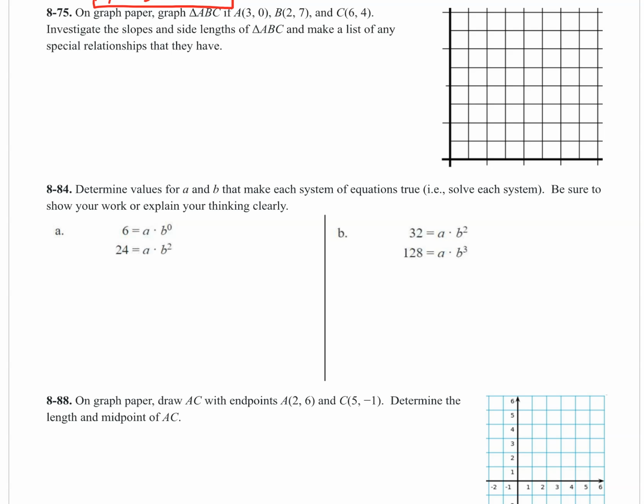On graph paper, graph triangle ABC if A is 3, 0. So this is X, this is Y. And that's A. B is 2, 7. And C is 6, 4.